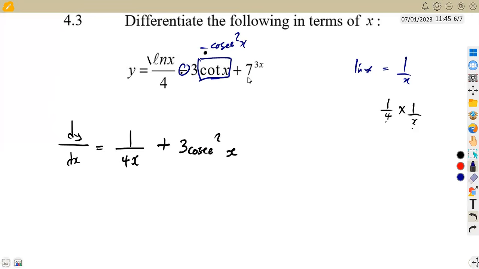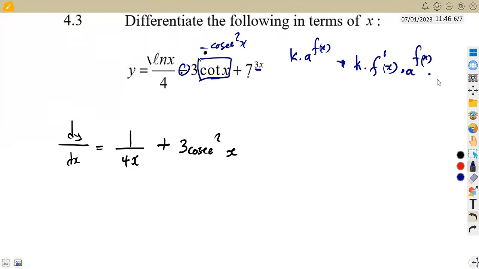Then we've got 7 to the exponent of 3x. We are back to the derivative of a to the exponent of f of x. If we are given k times a to the exponent of f of x, the derivative is going to be k times the first derivative of f of x with respect to x, times a to the exponent of f of x, times the ln of a, which is the ln of the base. So here the constant is just a 1, so there is a 1 there.